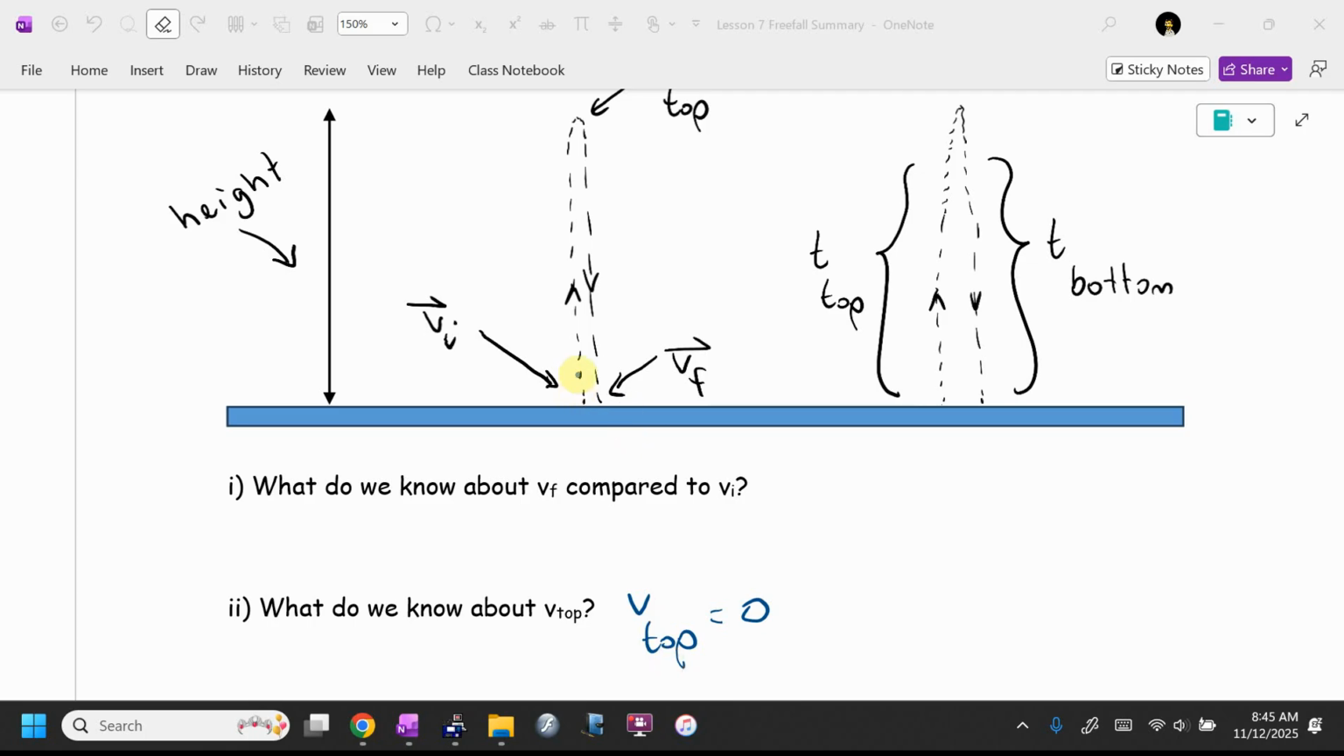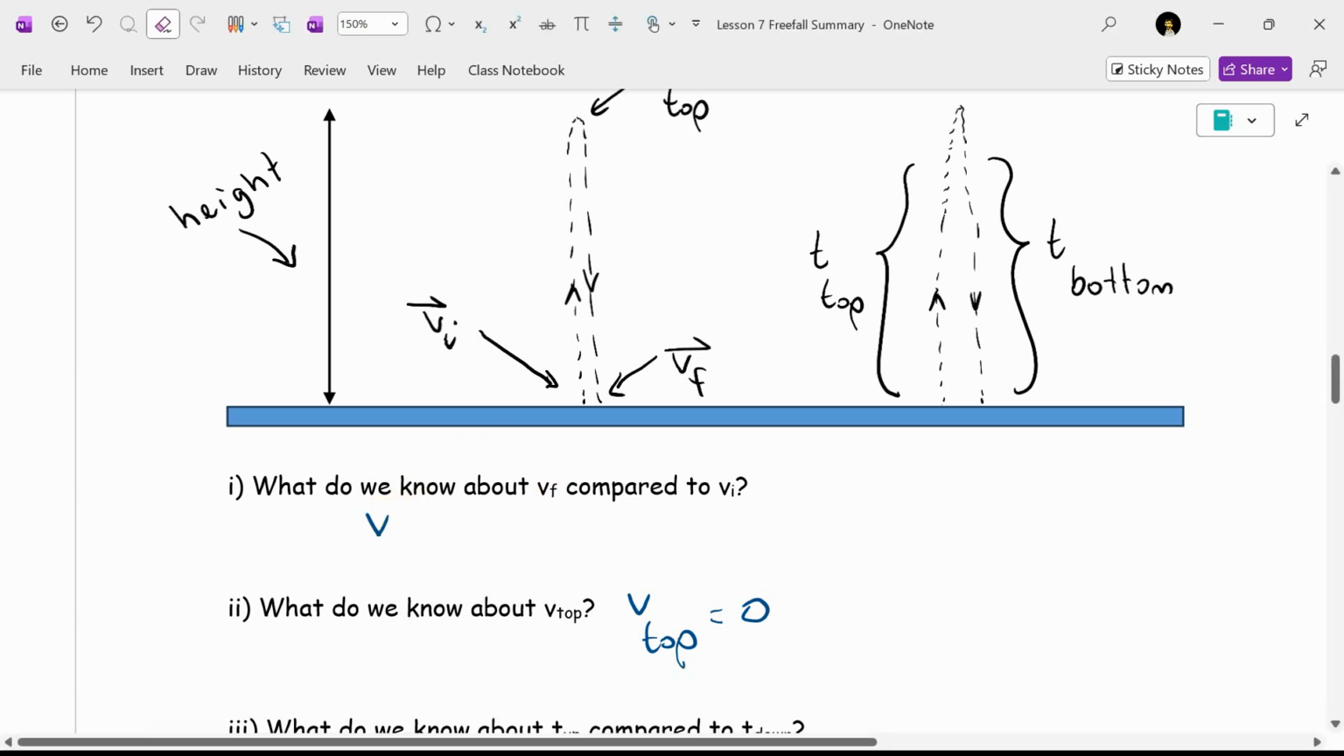On your way up, you're slowing down, slowing down, came to a stop, then speeding up, speeding up, hitting the ground. It's going to be the same magnitude. We would say they have the same speed because speed is a scalar. We don't put the negative in front of speed, but we would say the velocity is the opposite. So what do we know about VF compared to VI? VF equals negative VI. That can be handy.